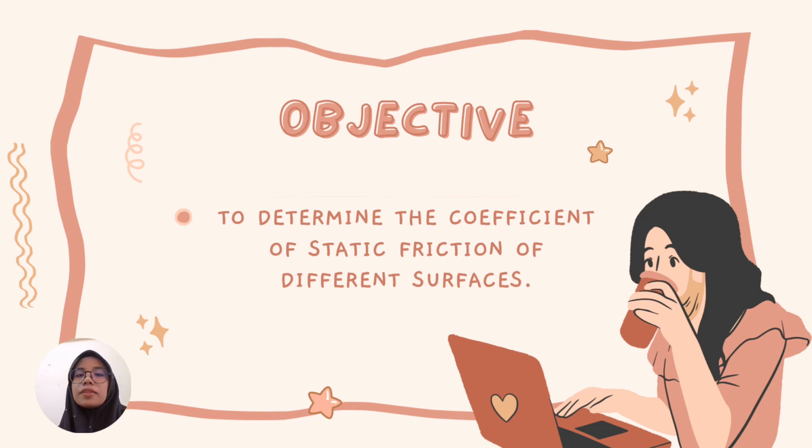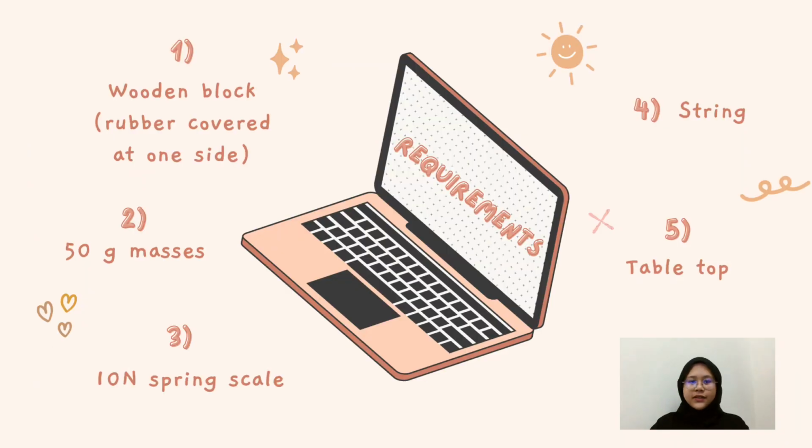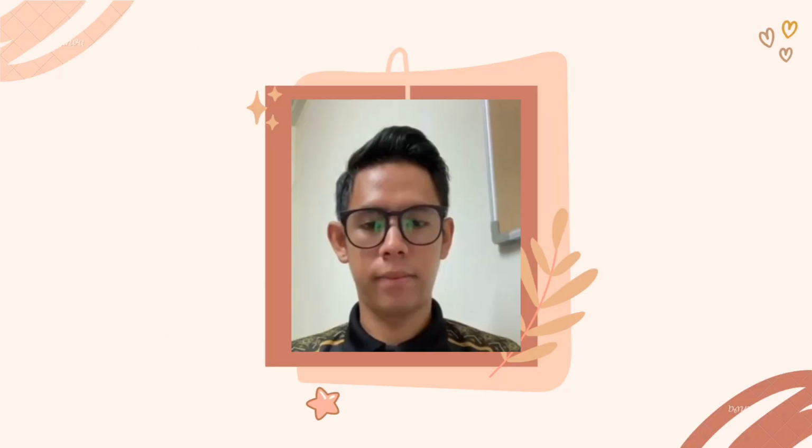The objective of this experiment is to determine the coefficient of static friction of different surfaces. For the frictional force experiment, the apparatus that we require is a wooden block with one side covered with rubber. Then we need 50 gram masses, a 10 Newton spring scale, string, and a tabletop.